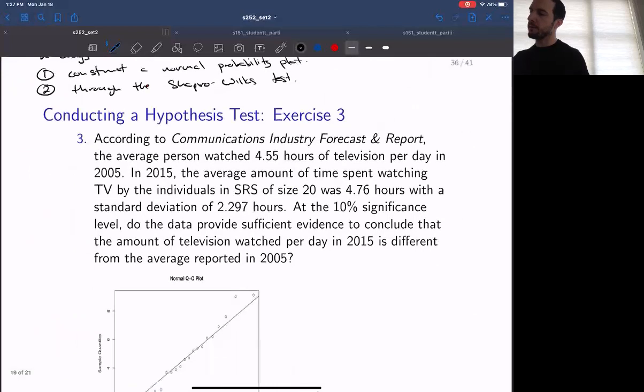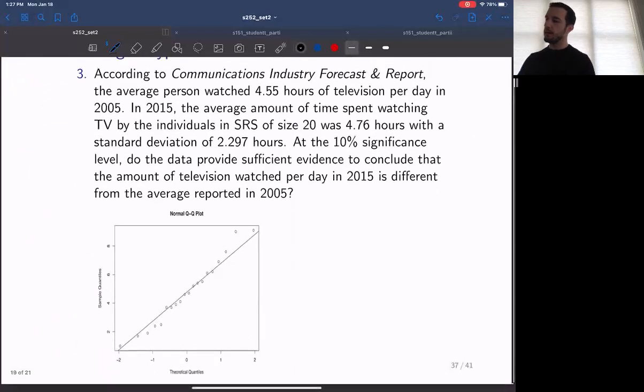All right, let's look at one more example of conducting a t-test. Here is an illustration of a normal probability plot, and I will talk about what we are looking at in a moment, as soon as I work through the problem description. In this problem, it says, according to Communications Industry Forecast and Report, the average person watched 4.55 hours of television per day in 2005. In 2015, the average amount of time spent watching TV in a simple random sample of size 20 was 4.76, with a standard deviation of 2.297. At the 10% significance level, do the data provide sufficient evidence to conclude the amount of television watched per day in 2015 is different from that reported in 2005?